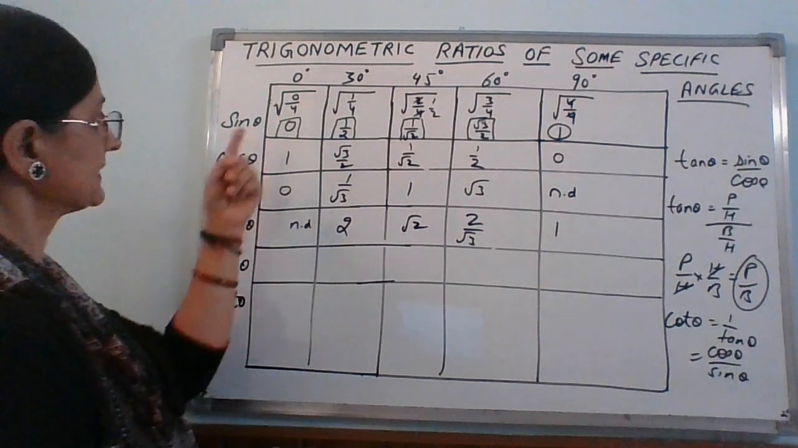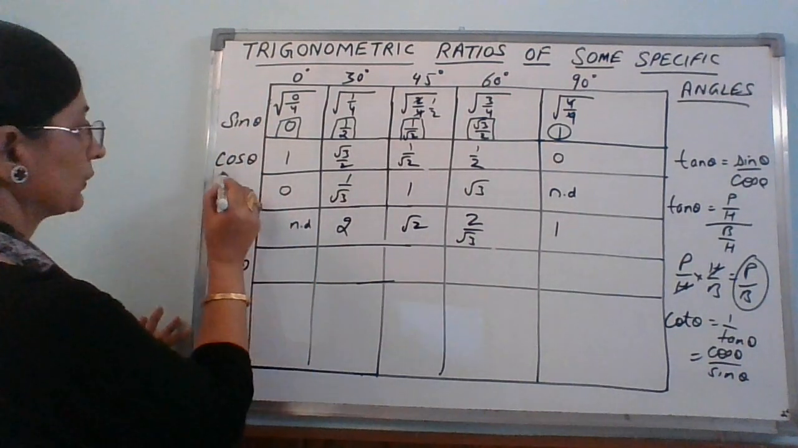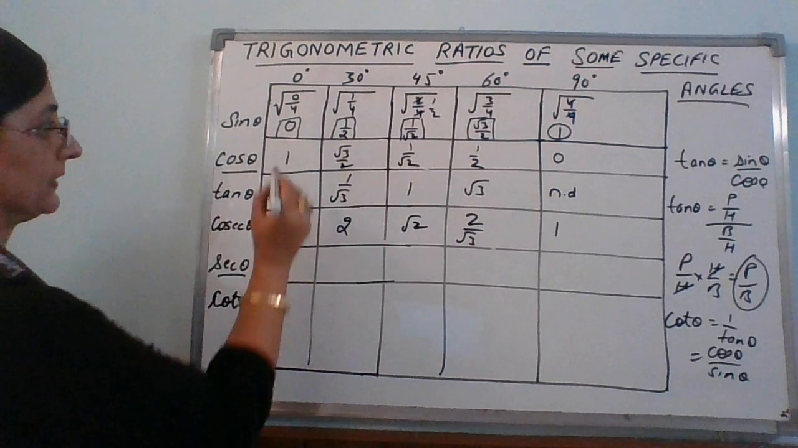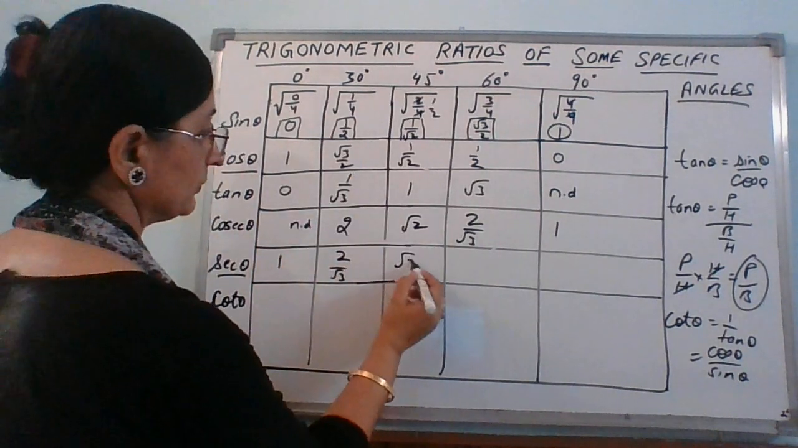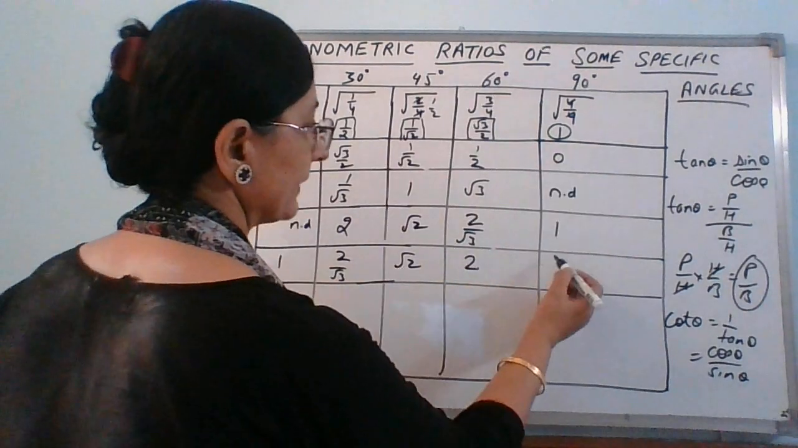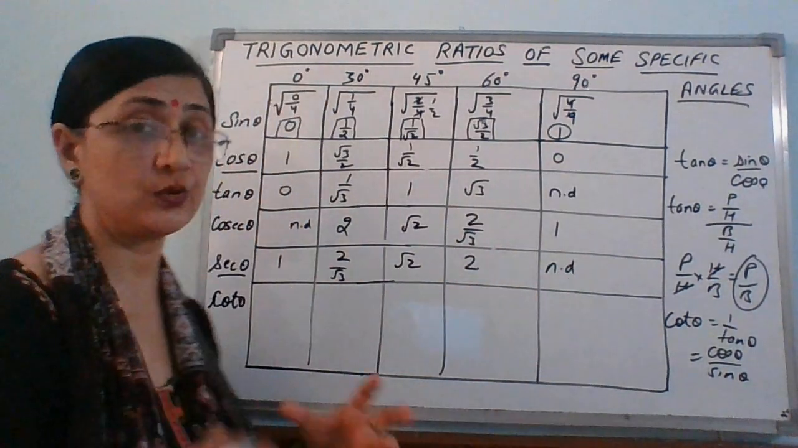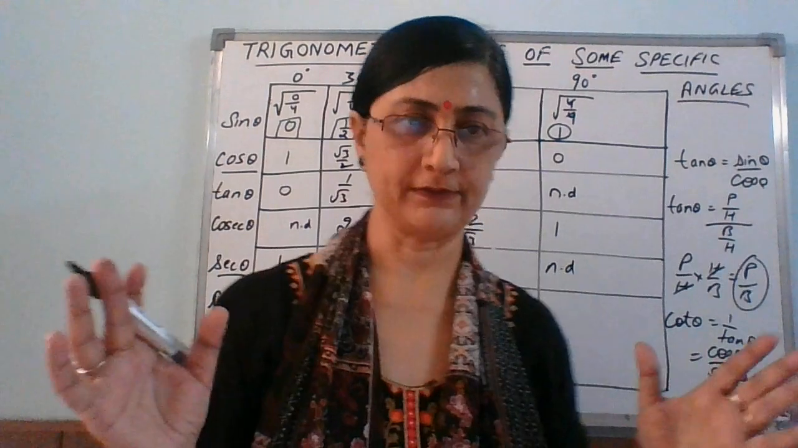कोसिकेंट के लिए साइन का रेसिप्रोकल किया. सीकेंट के लिए कॉस का रेसिप्रोकल करना है. 1/1 is 1. Here it will be 2/√3. Here it will be √2. Here it will be 2. And 1/0 is not defined. जहाँ जहाँ 0 डिनोमिनेटर में आएगा, that is not defined, right?